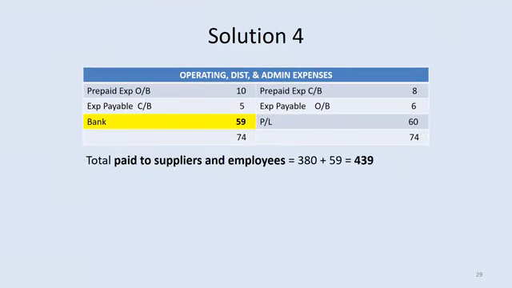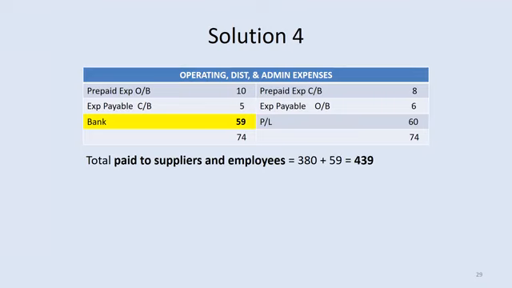Once we do this, we've populated this particular account, we can add up, and we see that the credit side is definitely much heavier than the debit side. And for us to balance this out, we would have to have bank of 59,000 Rand. That then means 59,000 Rand would be paid out as a result of these operating, distribution, and admin expenses.